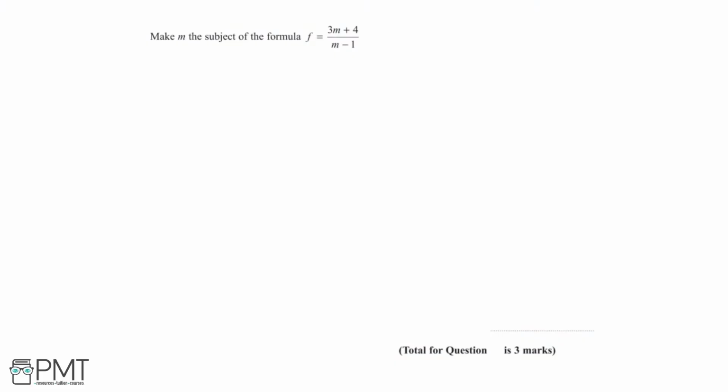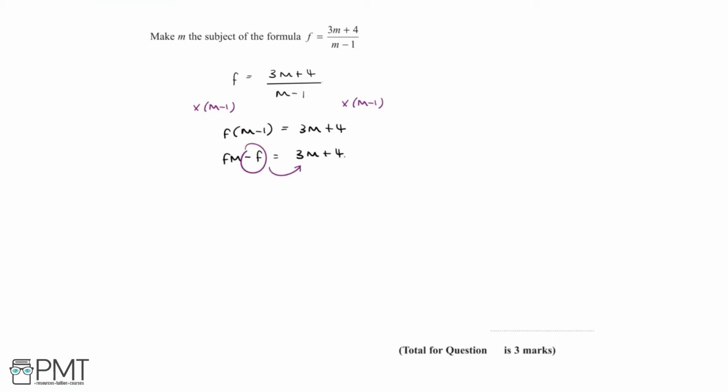In this question, we need to make m the subject of the formula f equals (3m plus 4) over (m minus 1). Now let's start by multiplying both sides by (m minus 1), which leaves us with f multiplied by (m minus 1) equals 3m plus 4. Now let's expand these brackets. f multiplied by (m minus 1) is equal to fm minus f equals 3m plus 4.